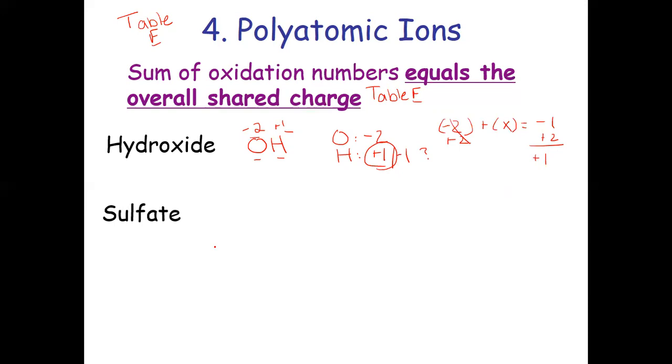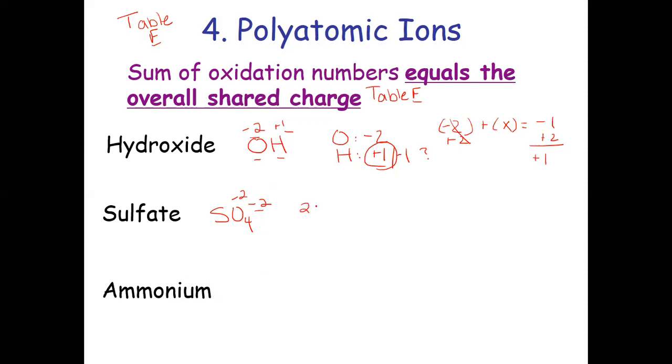Now let's look at sulfate and ammonium. So sulfate is SO4 on table E. That means this whole thing has a -2 charge because that's what table E says. So I need to figure out the charge of sulfur and the charge of oxygen. So my first step is looking at table E. I know this whole thing has to add up to -2. Then I look at my periodic table. My periodic table tells me oxygen is -2.